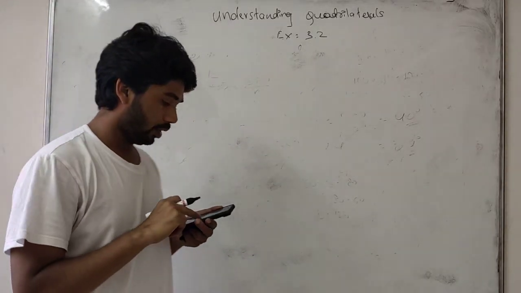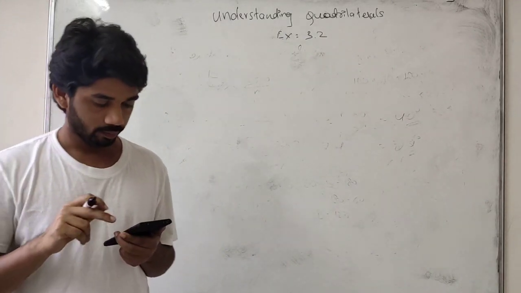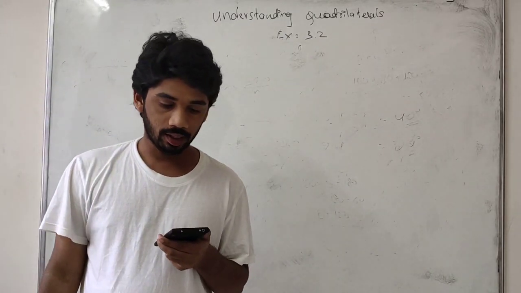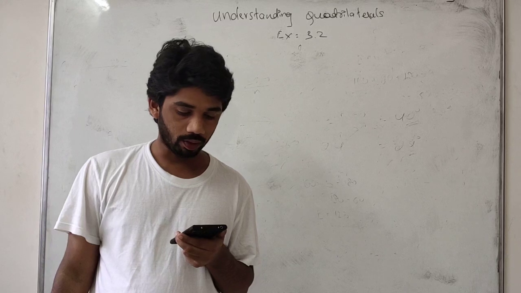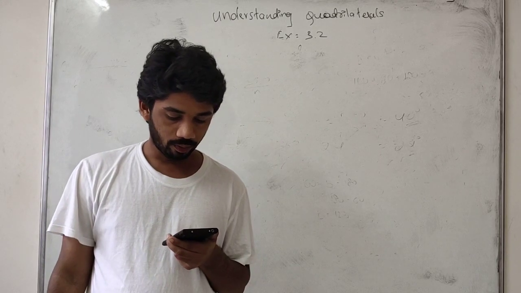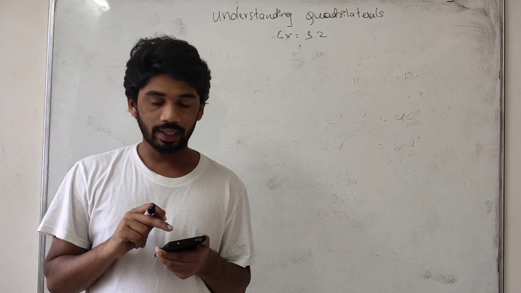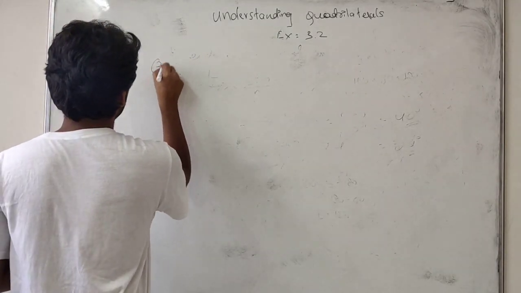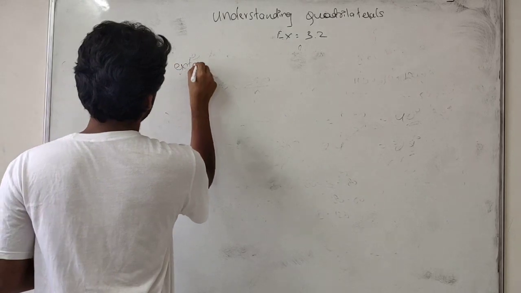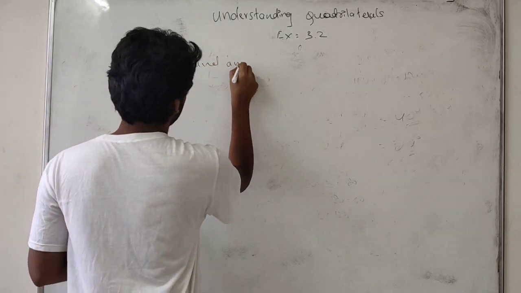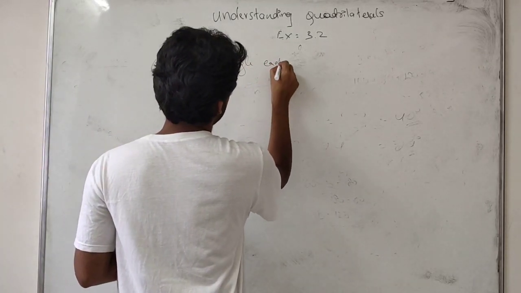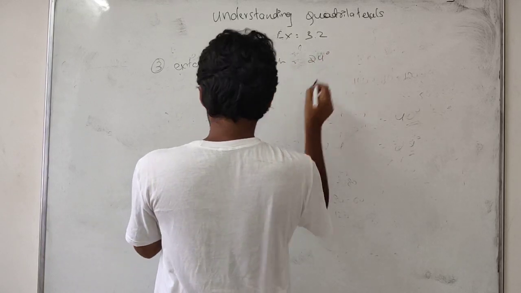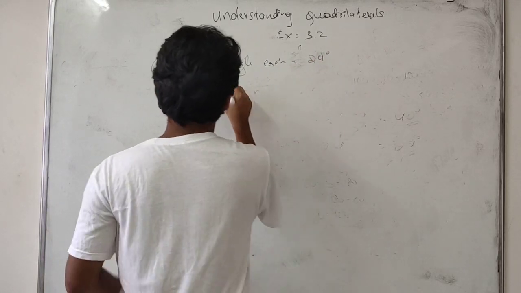So next problem, the third one. I will read out the question. How many sides does a regular polygon have if the measurement of its external angle is 24 degrees? We have to find the number of sides. Each external angle is given as 24 degrees. We have to find n here.